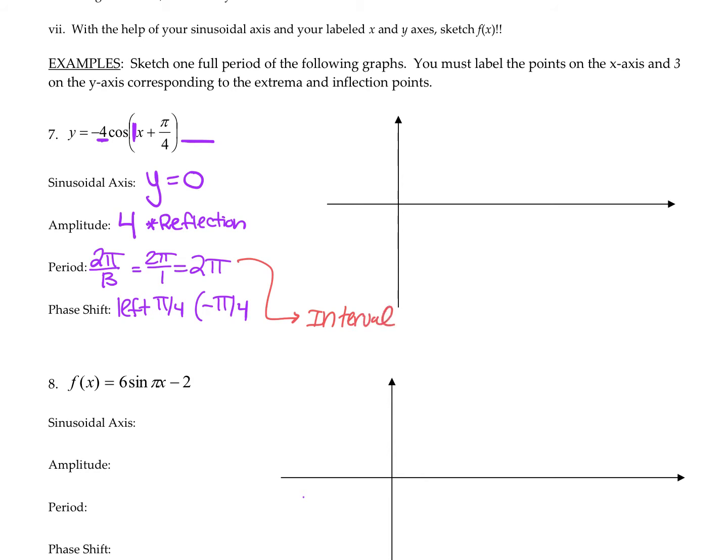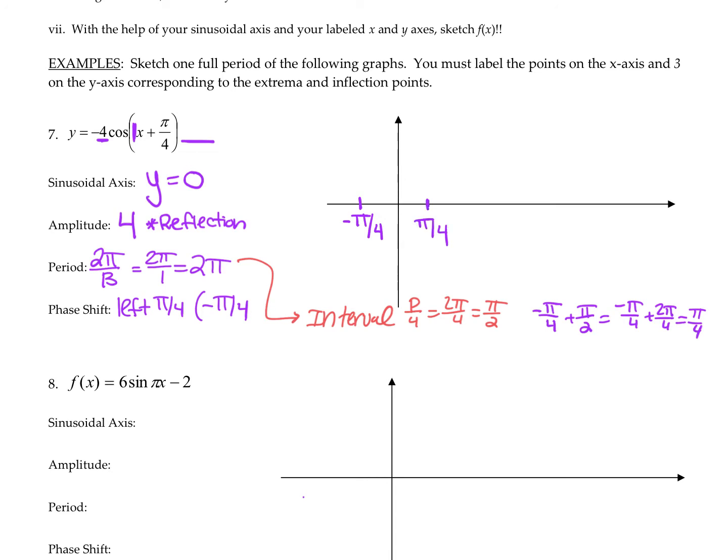And my interval is always your period divided by 4. So in this case, it's going to be 2 pi divided by 4, which is pi over 2. And your interval is how far apart your key points are going to be. So my key points are going to be pi over 2 apart. So if I'm labeling my axes, I see that I start left pi over 4, or at negative pi over 4, and my next point is pi over 2 away. That means that my next point will be at positive pi over 4.